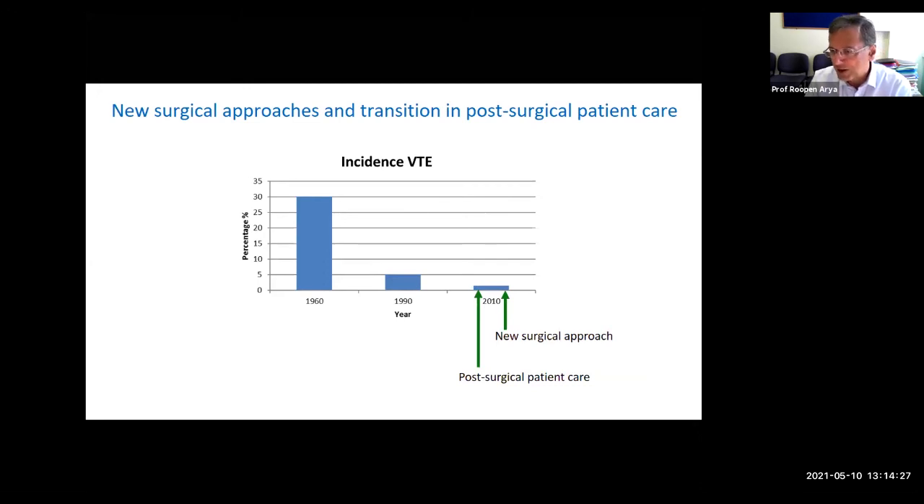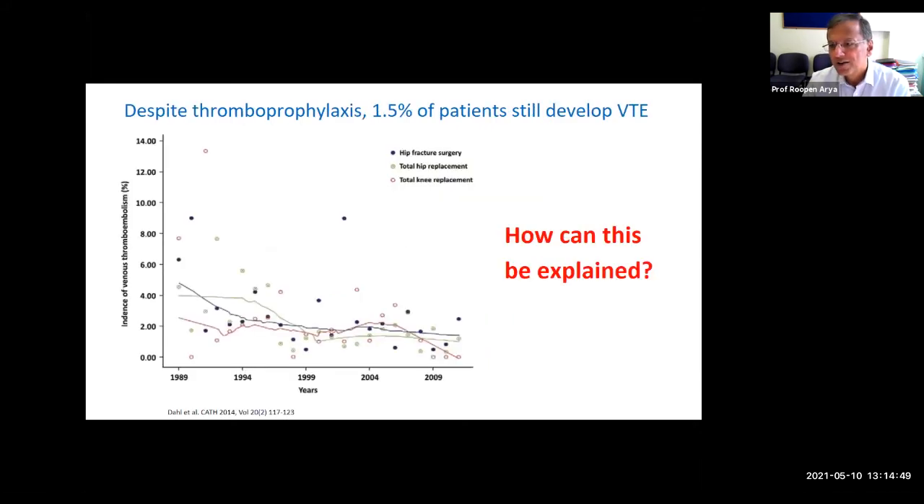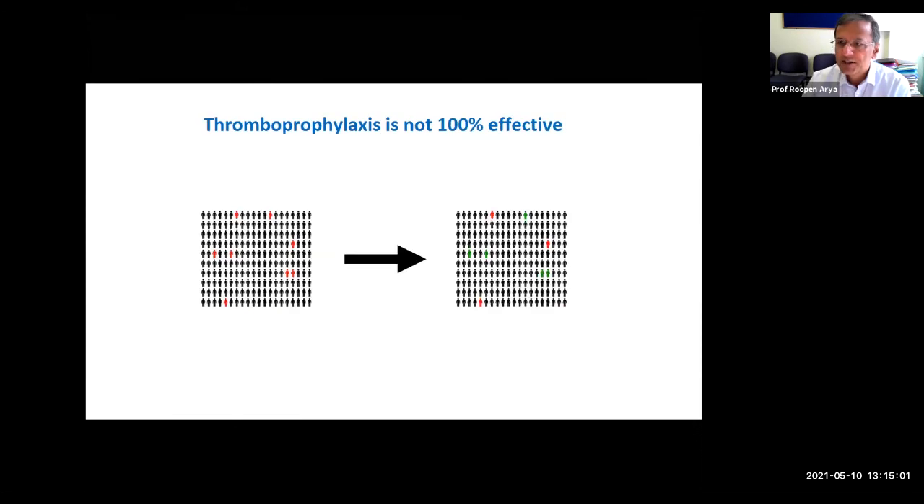So I think the further improvements can be attributed to better surgical care and early mobilization and improved post-surgical patient care, such that even without the use of prophylaxis, the symptomatic VT rate's about 3.5%. However, despite the use of the current state-of-the-art prophylaxis, 1.5% of patients still develop venous thromboembolism. So how can this be explained?